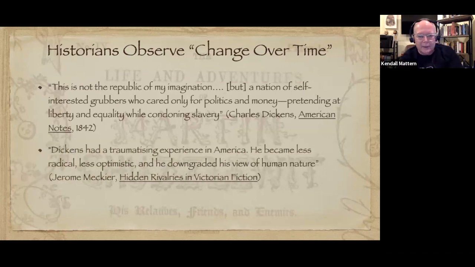Dickens had a traumatizing experience in America. He became less radical, less optimistic, and he downgraded his view of human nature, according to historian Jerome Meckier. So Dickens changes his tune a bit. Even though he's excited about French culture, he's concerned about the condition of England, he gets over to the United States and goes, if this is democracy, then maybe democracy is not what Great Britain needs.